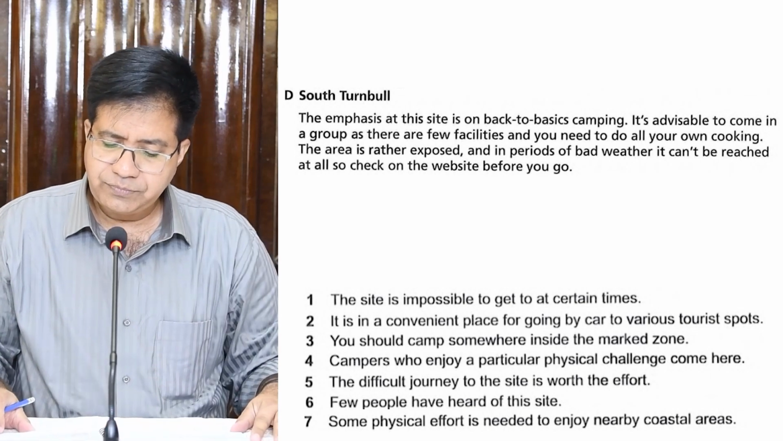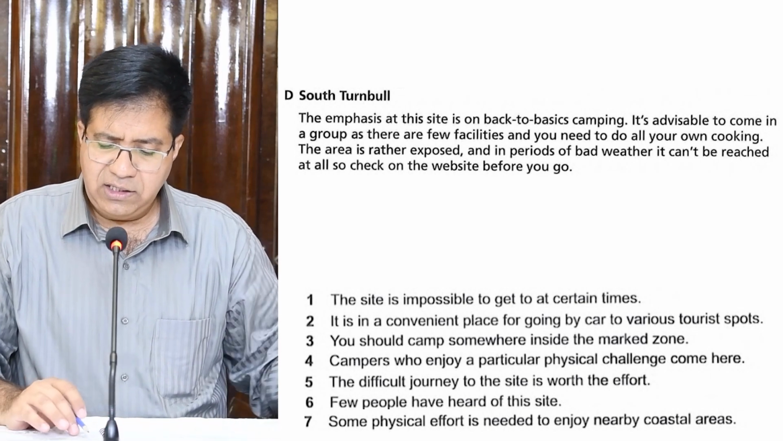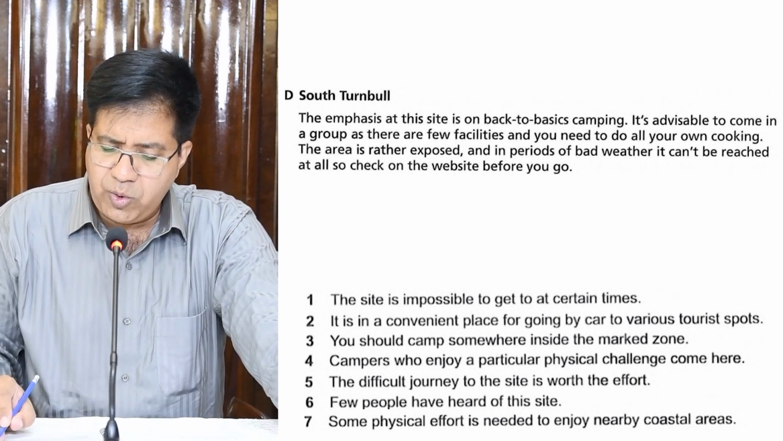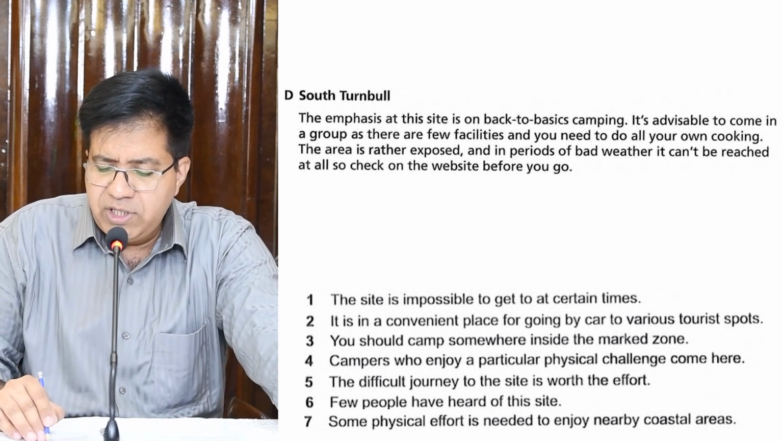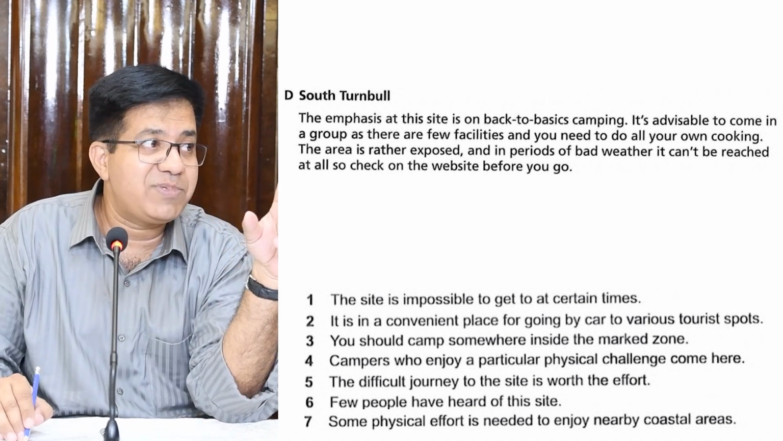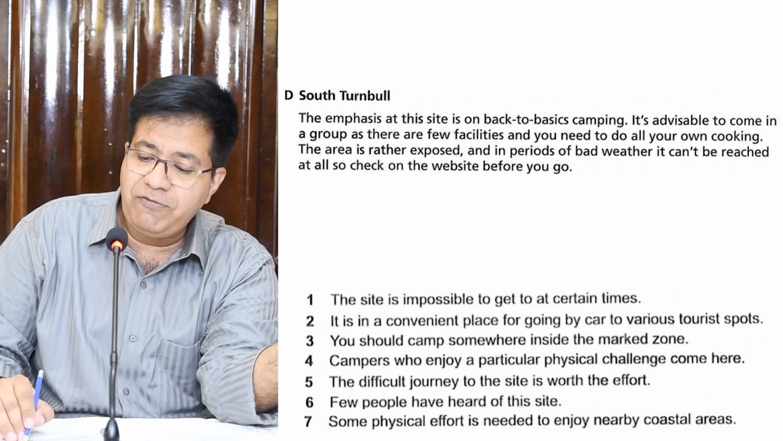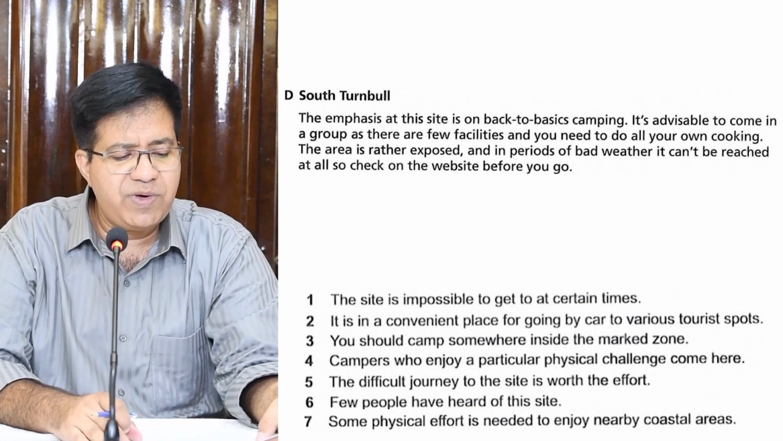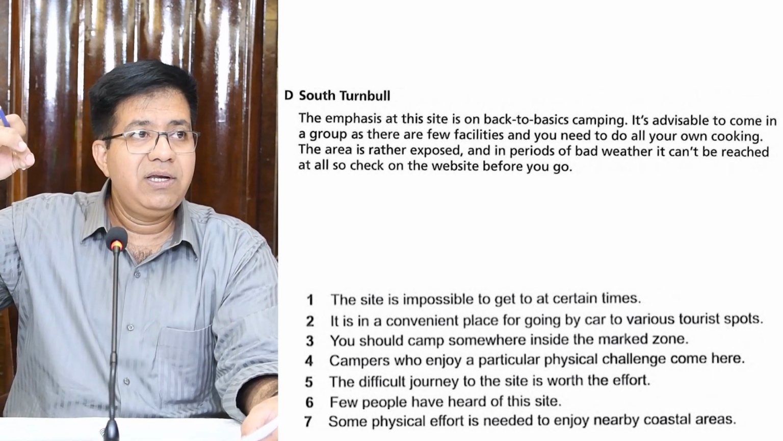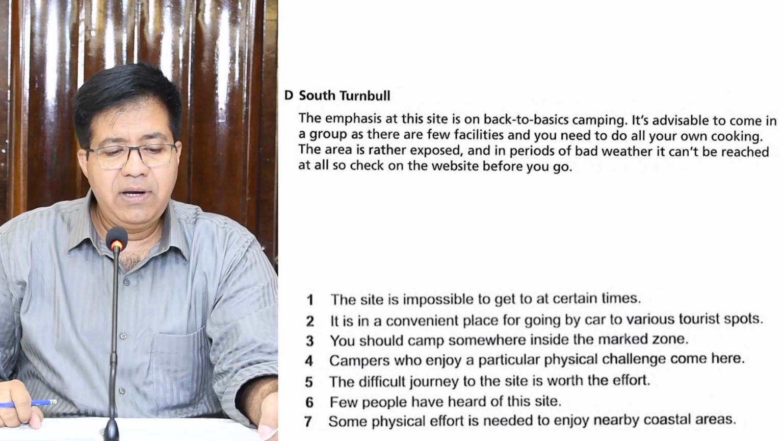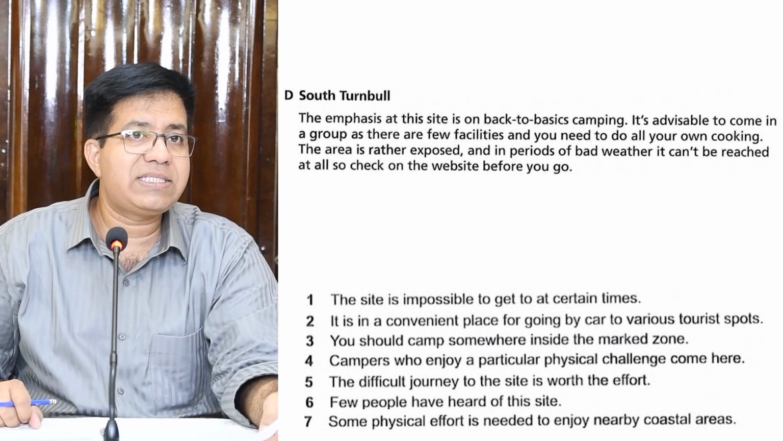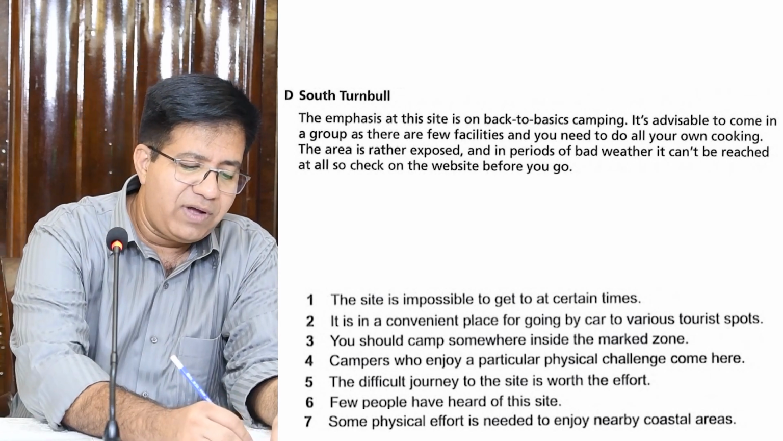So we read on. Paragraph D, second line. In a group, as there are few facilities and you need to do all your own cooking, the area is rather exposed, and in periods of bad weather it cannot be reached. Question number 1, site is impossible to get to. To get to means to reach, and cannot means impossible. At certain times means bad weather. Question number 1, correct answer is D, and we cross number 1 also.